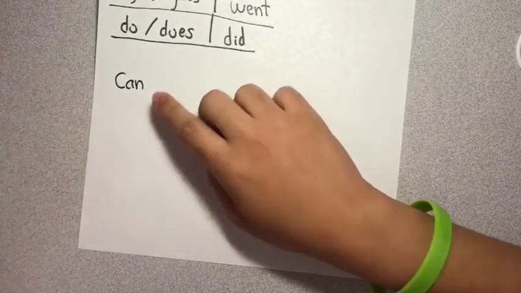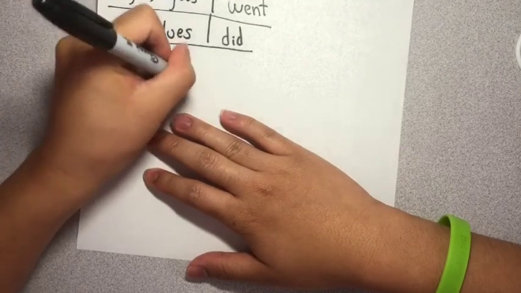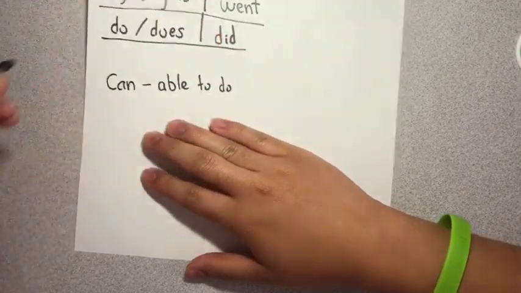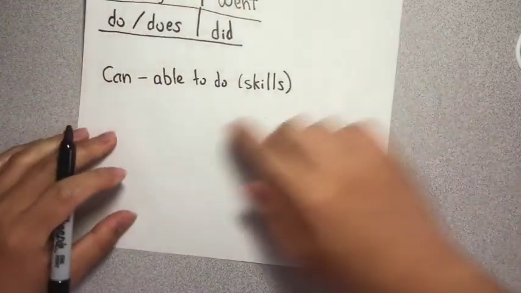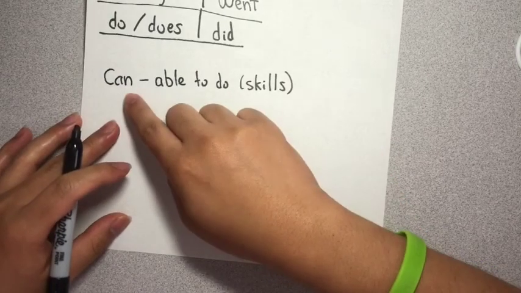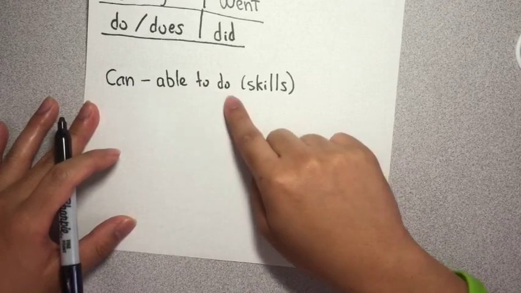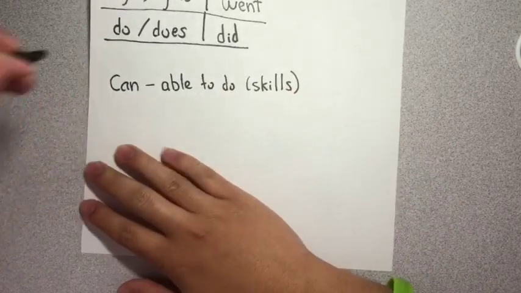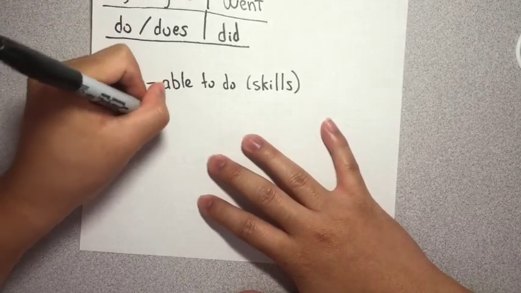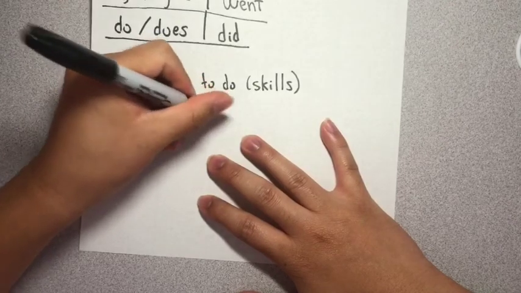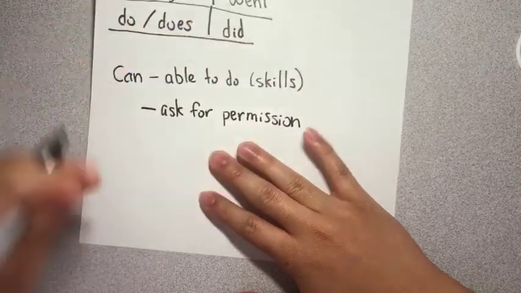Okay, the word can. We use the word can for things that we are able to do. These are our skills. So we can say, I can drive, I can read. These are things I am able to do. These are my skills. Another way we can use the word can is to ask for permission.